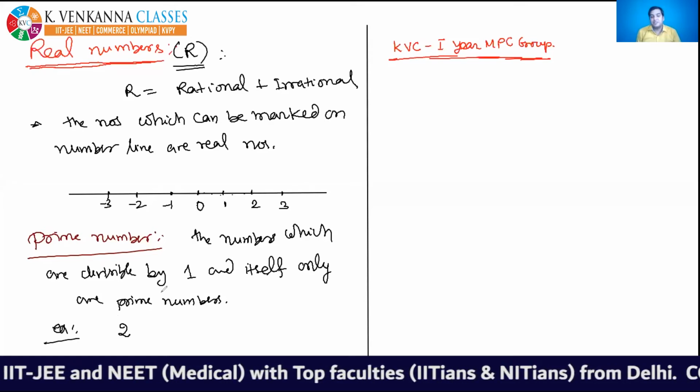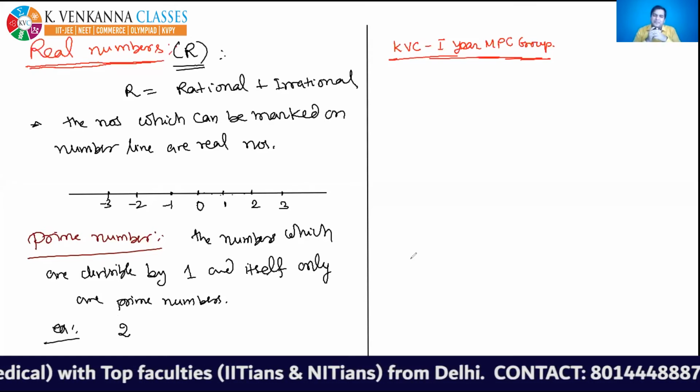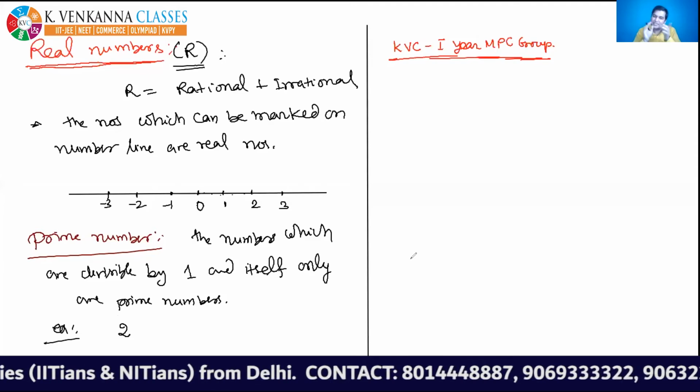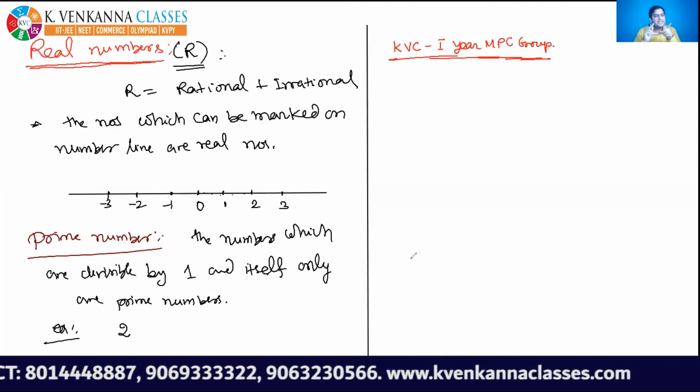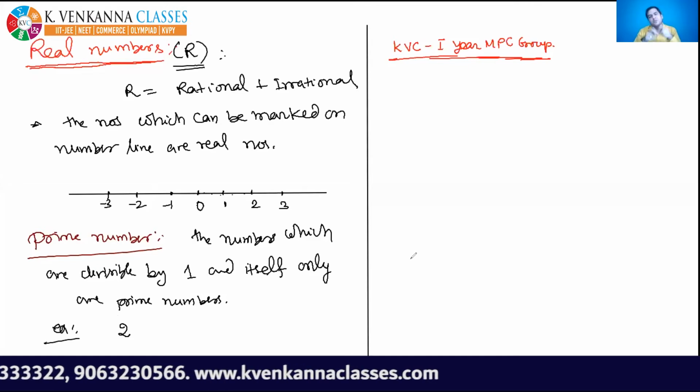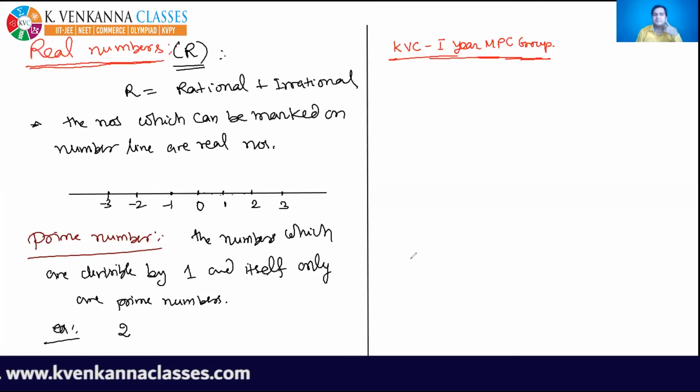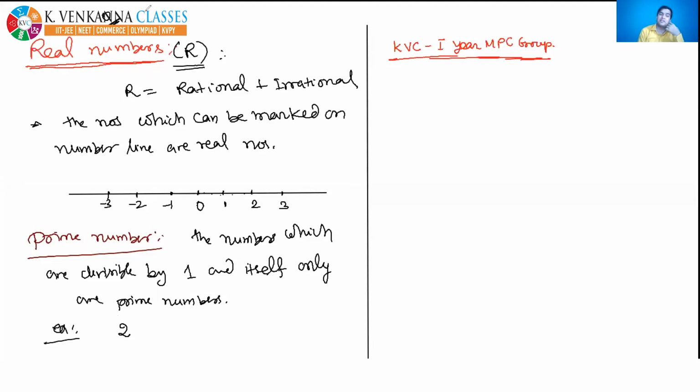Always remember this. So if 1 is not a prime, then is 1 composite or not? So remember, 1 is neither prime nor composite. 1 is just 1. It's a unity number. Just like you have studied 0. 0 is neither positive nor negative. In a similar way, 1 is neither prime nor composite. So the prime numbers start from 2.